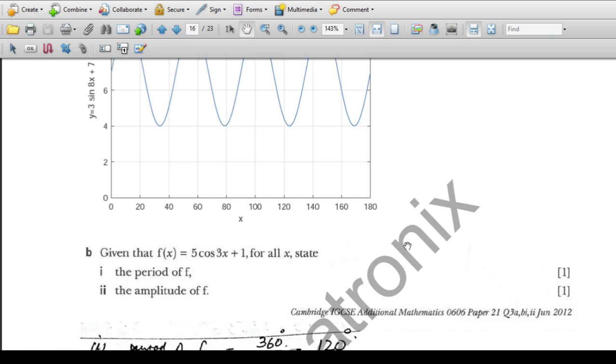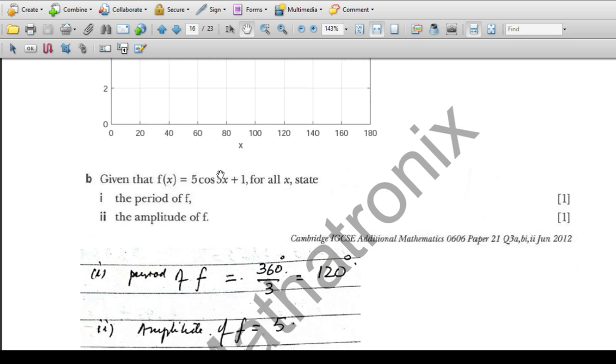Now part B, given that f(x) is equal to 5 cos 3x plus 1 for all x, state the period of f. So this is the period. 3x is equal to 360 degrees, which means x is equal to 120 degrees. So this is simple. The period of this function is 120 degrees.